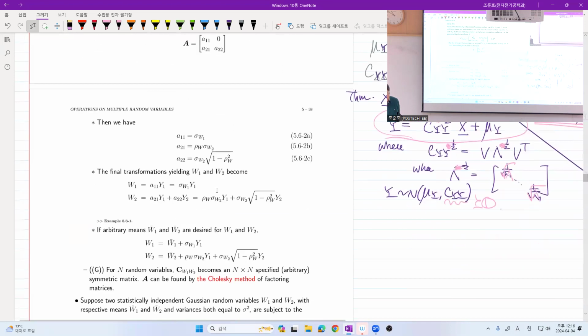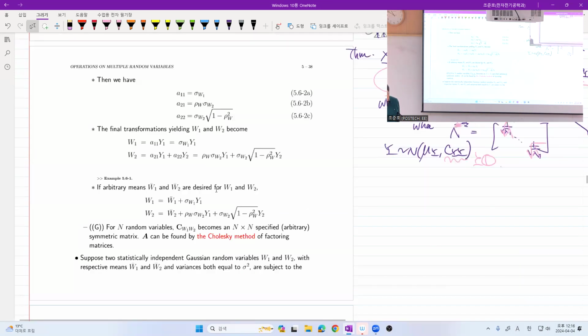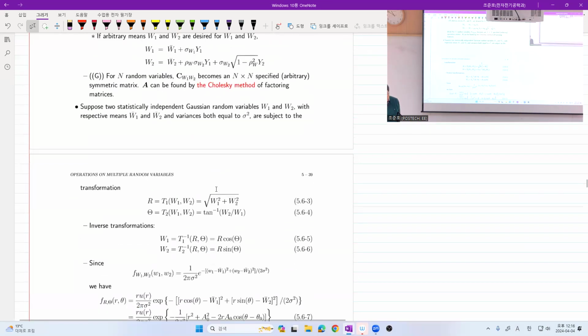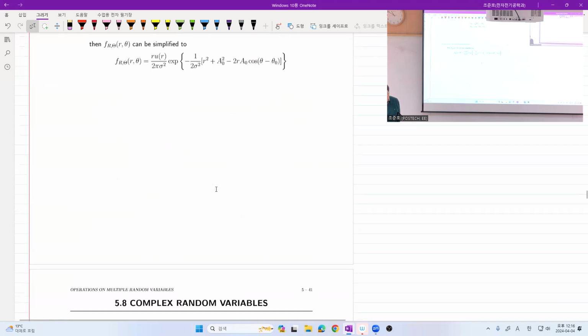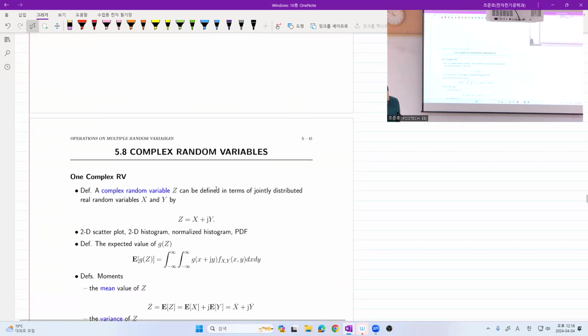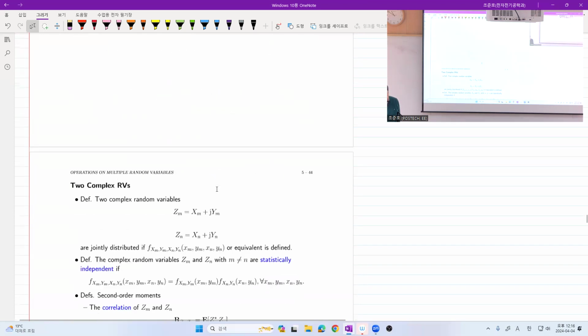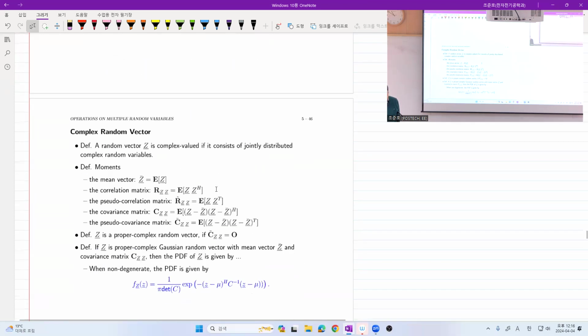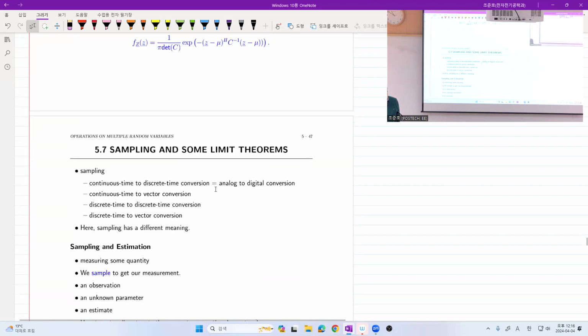We've covered up to half of the story, and next time we will cover the last part, and then we take the exam, and then we move on to the final topic of random processes. That starts with random sequences and convergence concepts. That's all for today.